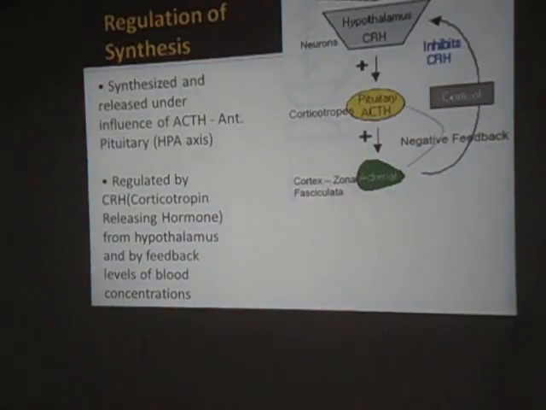So biosynthesis, what is stimulating it? Corticotropin-releasing hormone from the hypothalamus. Then under that influence, the pituitary produces ACTH. Then from the adrenal gland, we get this cortisol. Based on the cortisol levels in the plasma, there can be feedback inhibition.